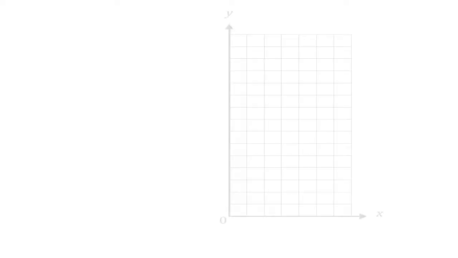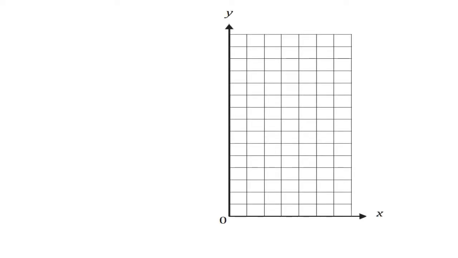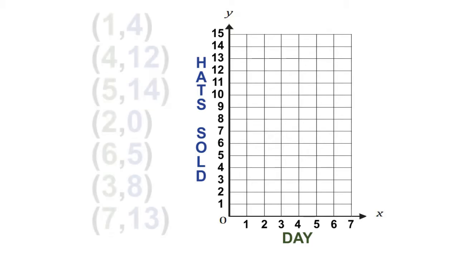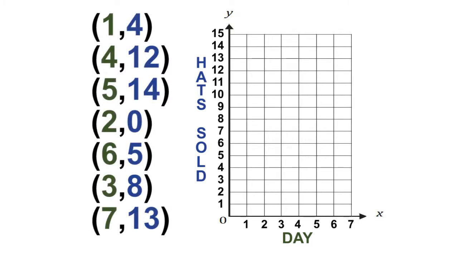Let's chart some points. Start by labeling the x and y axes. The x-axis represents the day during Sean's grand opening sale. Day 1, Day 2, Day 3, and so on. The y-axis represents the number of hats sold. Let's plot our points. Keep in mind that the x-coordinate comes first in the ordered pair, followed by the y-coordinate, which means the day comes first, followed by the number of hats sold.